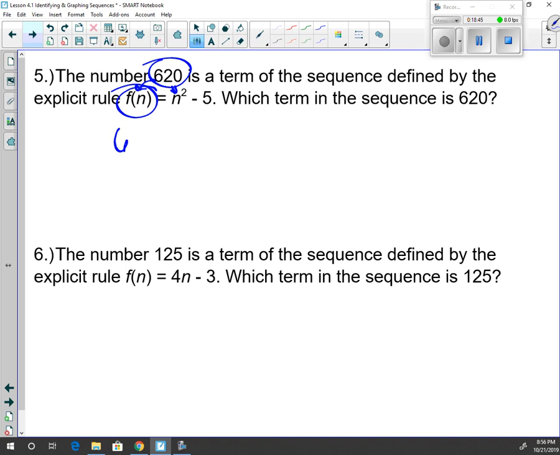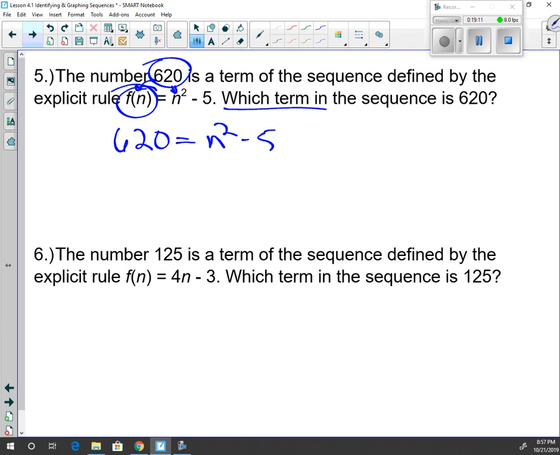So we will substitute 620 in for the entire f of n, right? It doesn't look like f of 620. That would mean we'd be finding the 620th term, and that's not what this is. This is replacing that entire value with 620 because that is the value of the term we're trying to find. So 620 goes in there, and that's equal to n squared minus 5. Now this n is the term number, right? So which term number in the sequence is it? Well, I just have to solve this for n.